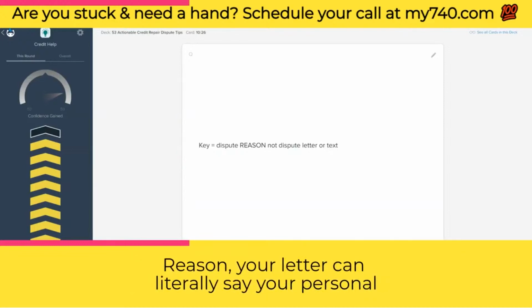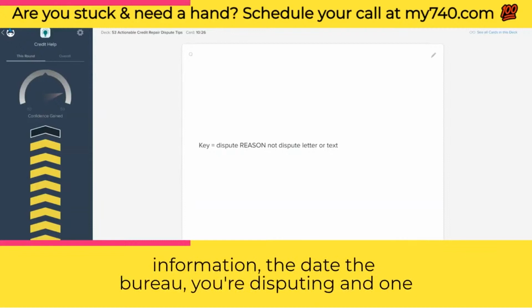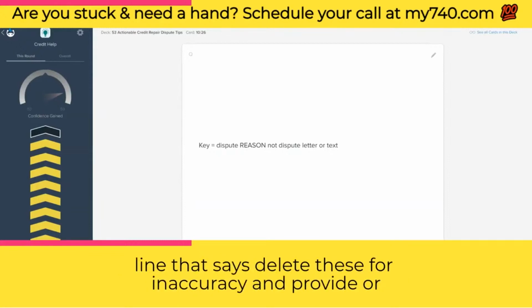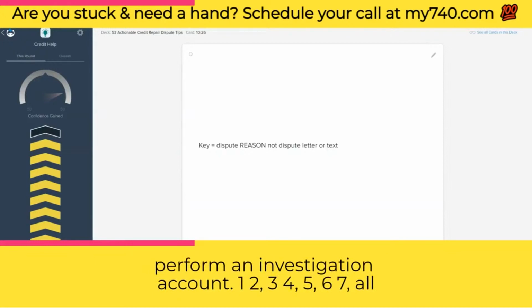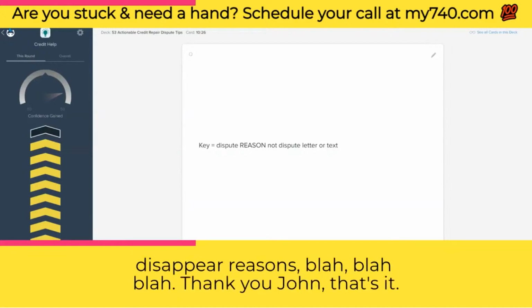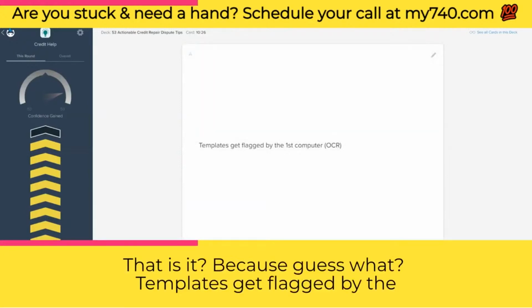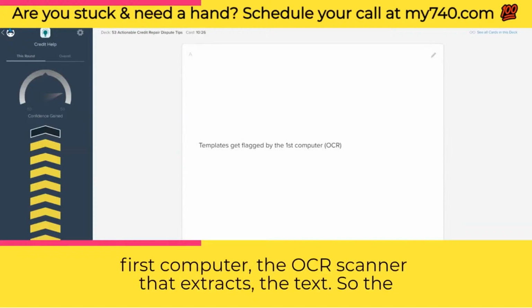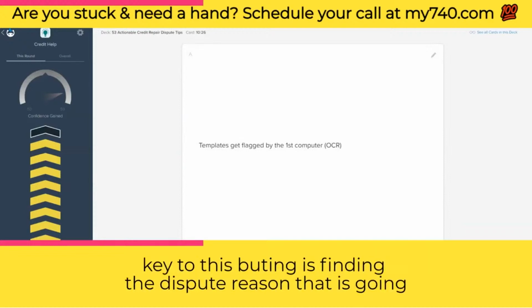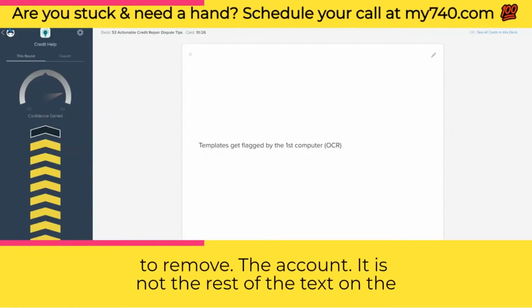Your letter can literally say your personal information, the date, the bureau you're disputing, and one line that says delete these for inaccuracy and provide or perform an investigation. Account 1, 2, 3, 4, 5, 6, 7, all dispute reasons, blah, blah, blah. Thank you, John. That's it. That is it. Because guess what? Templates get flagged by the first computer, the OCR scanner that extracts the text. So the key to disputing is finding the dispute reason that is going to remove that account. It is not the rest of the text on the letter.